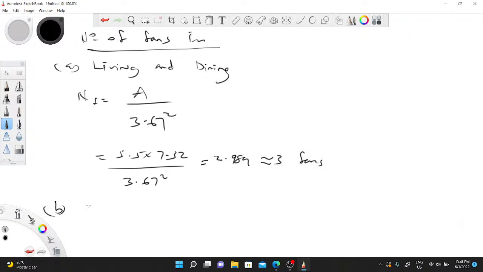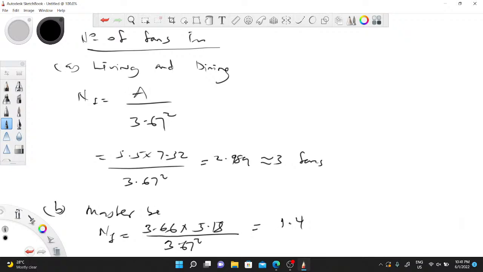Now the next is the master bedroom. Same equation: NF is area over 3.67 squared. Area of the master bedroom is 3.66 by 5.18 all over 3.67 squared. That will give me 1.4. So approximately, I'll use 1, because if you read the question further, there will be an AC in the master bedroom. So using 1, to save costs.